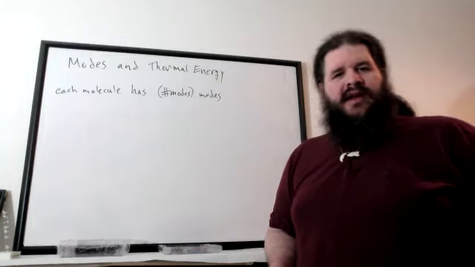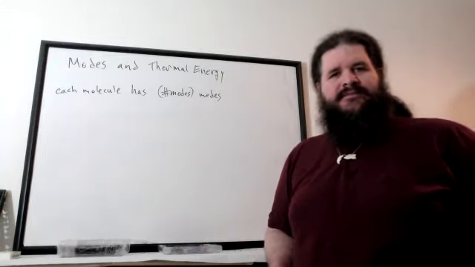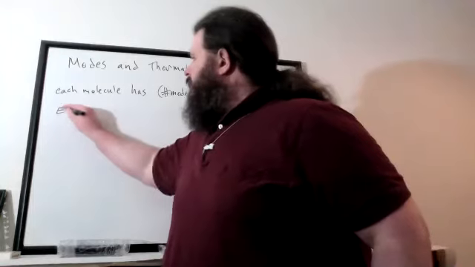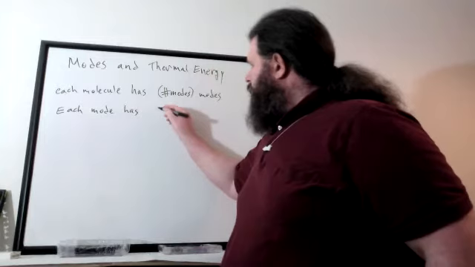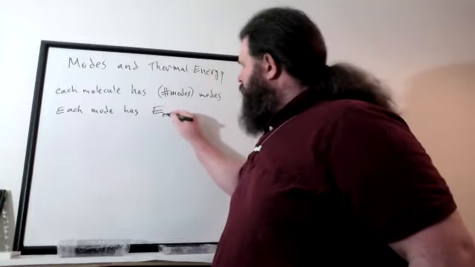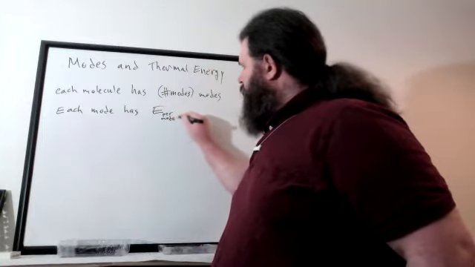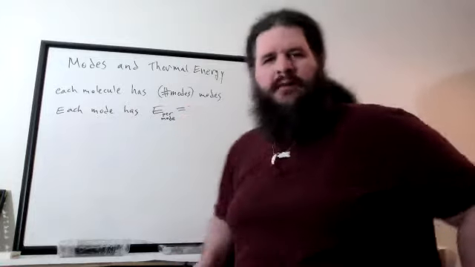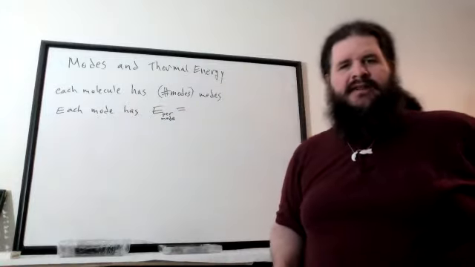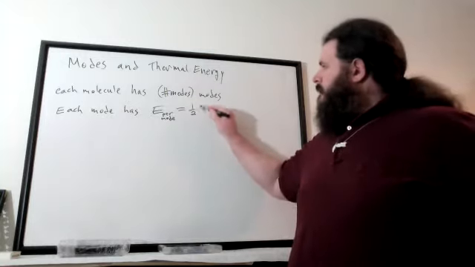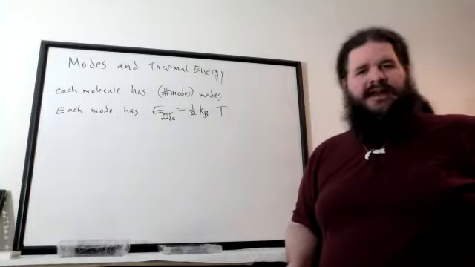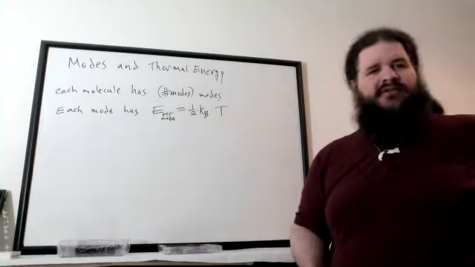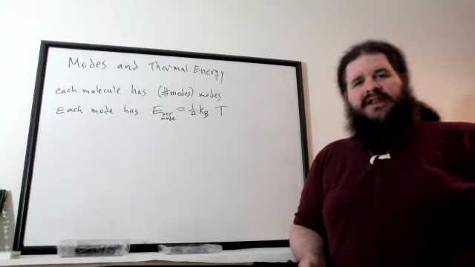And each one of those modes has how much energy? If you wanted to know how much energy a single mode has, yeah, 1/2 kBT. So the 1/2 kB is just a constant of proportionality. And then T is the temperature. This is essentially the equipartition theorem written in the form of an equation.